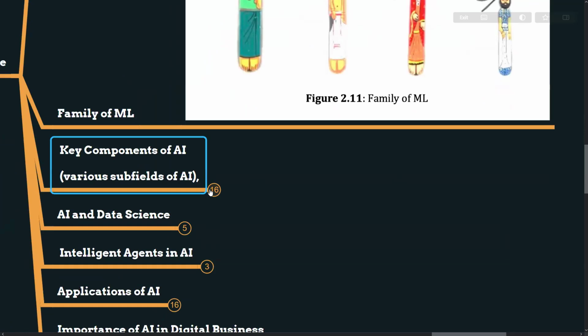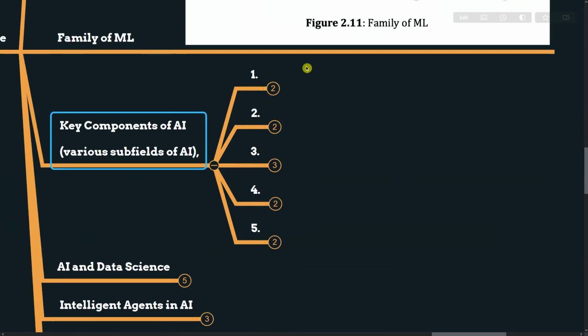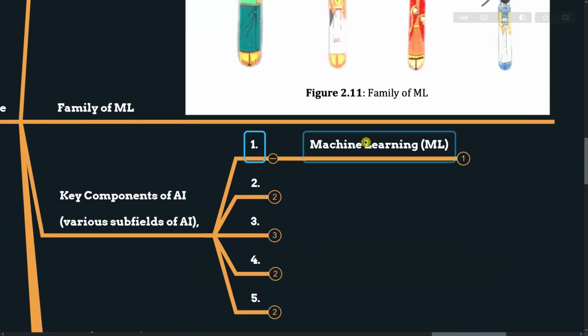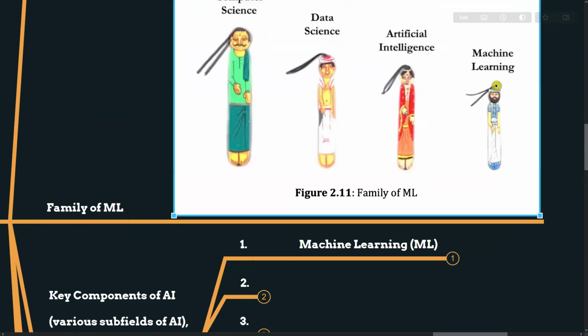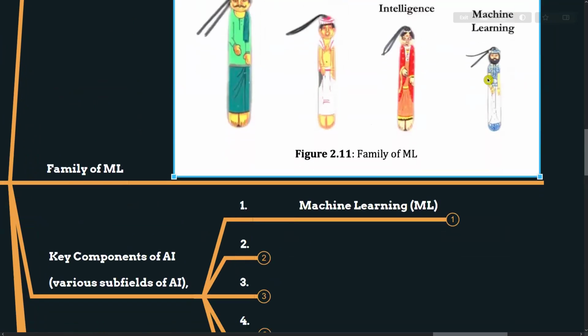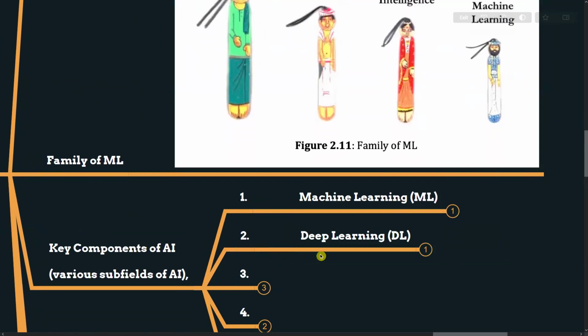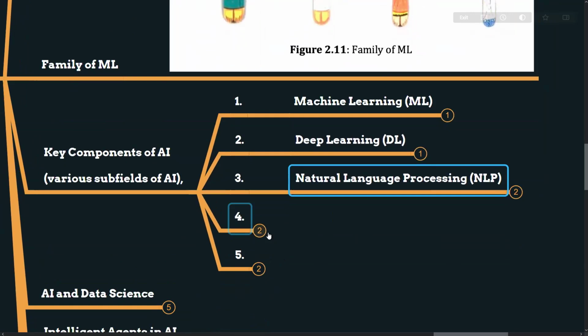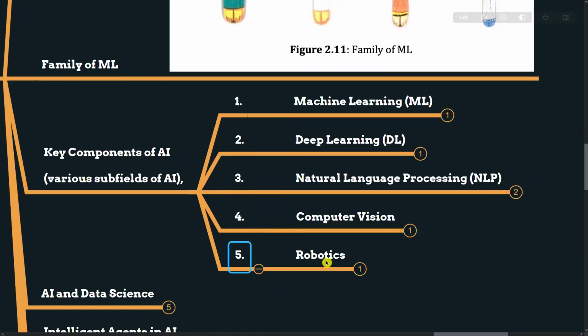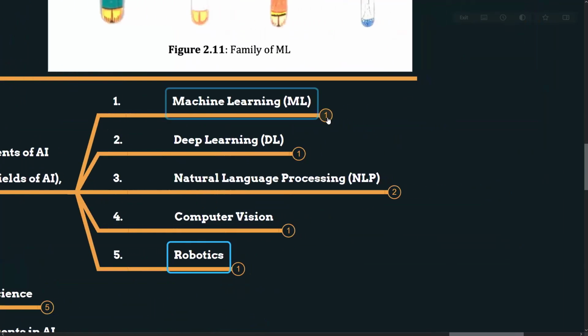And let's move to the key components of artificial intelligence. It means the various subfields of AI. So let's learn about machine learning. It means a very small, tiny part in artificial intelligence, right? And deep learning, DL, and natural language processing, NLP, and computer vision and robotics. So these are the components of artificial intelligence. Also, they are subfields of computer science, right? So you have to know about this.